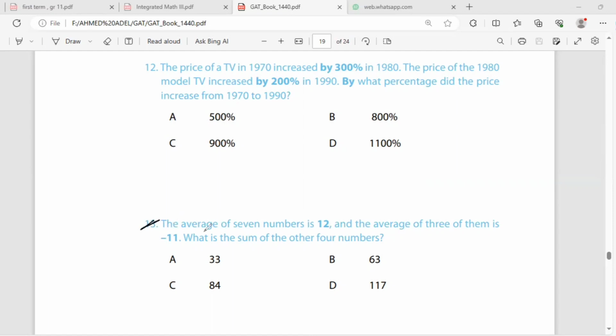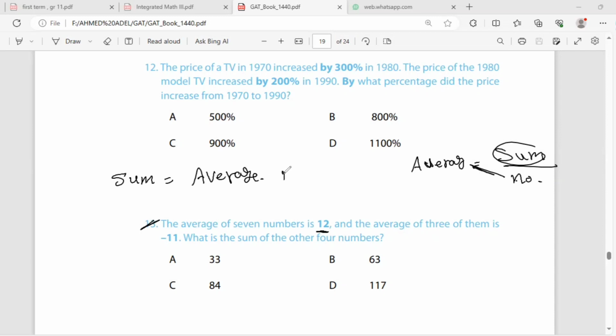Here the average of 7 numbers is 12. The average, or arithmetic mean, equals the sum of values divided by the number of values. So to find the sum, we multiply the average by the number of values. Here the average of the 7 numbers is 12, and I have 7 numbers. 7 times 12 equals 84. The sum of the 7 numbers is 84.